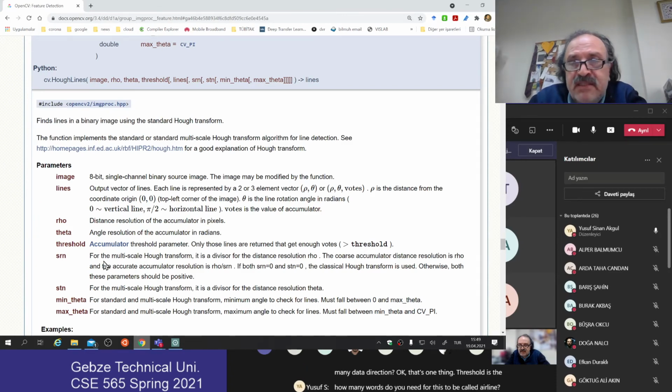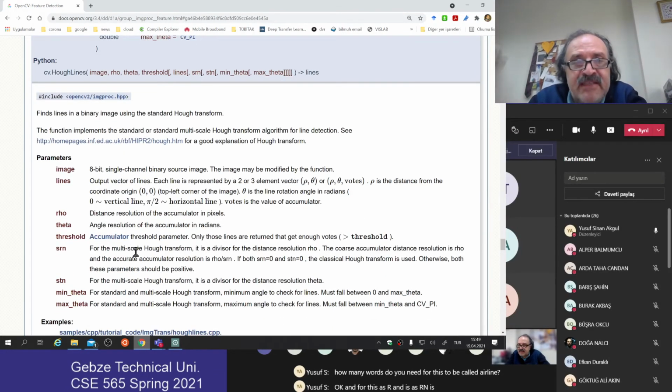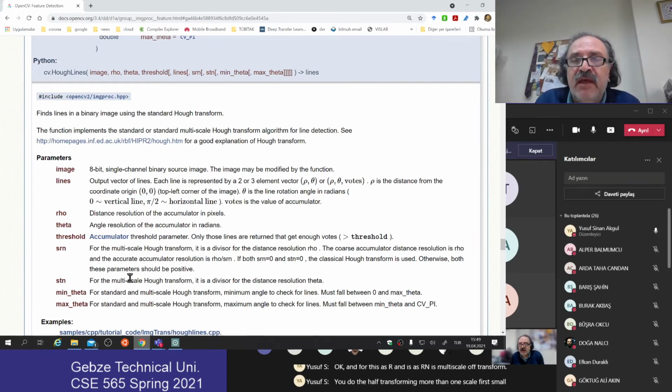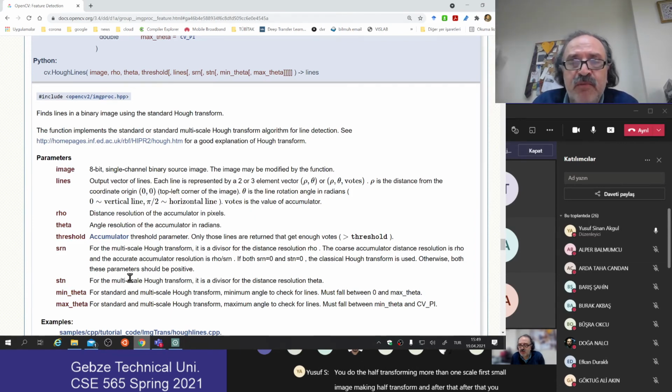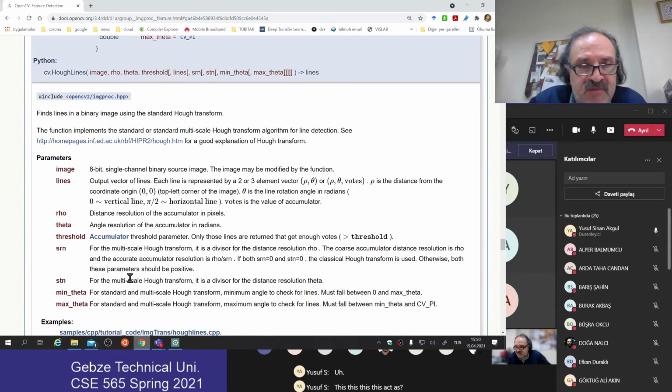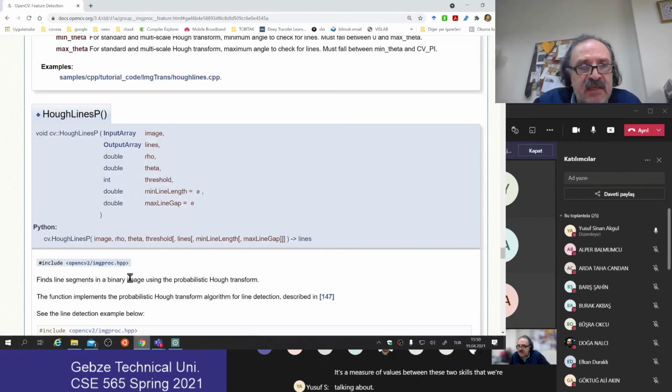And SRN is for the multi-scale Hough transform. You do the Hough transform in more than one scale. First on a small image, you make a Hough transform, and after that you get the candidates and make another Hough transform to make things faster. The SRN and STN values are for those, and minimum theta and maximum theta for the multi-scale Hough transform. These act as threshold values between the two scales we are talking about. Okay, these are the Hough lines.